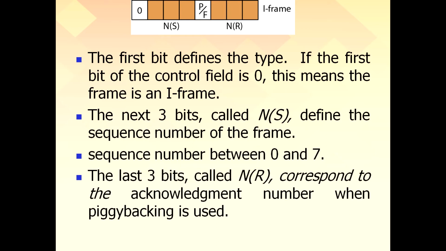And the last 3 bits are called N(R), which indicates the acknowledgement number when piggybacking is used. The receiver side sends the acknowledgement to the sender, and you can also send your data at the same time using the piggybacking concept.